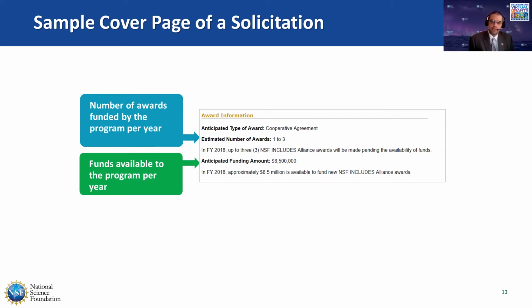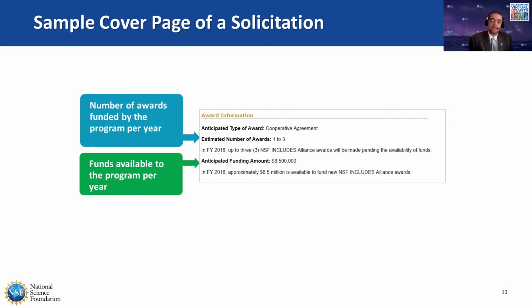So every solicitation would include this section under the heading award information. And the first part would include an estimated number of awards. In this case, it's 1 to 3. And in addition to that, anticipated funding amount, in this case, $8.5 million for up to 1 to 3 awards. Many solicitations may have slightly different language. They may provide a breakdown in the different types of projects.